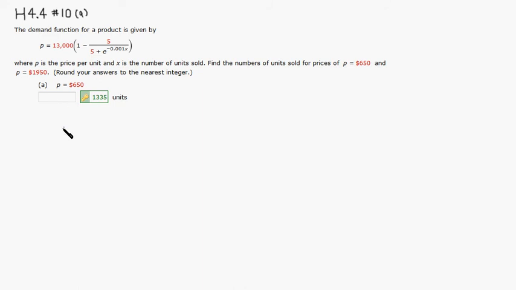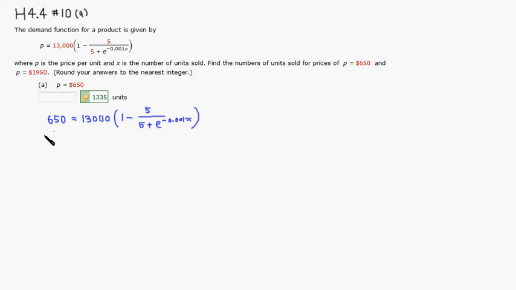P is given to be 650, so plug it in. So we have 650 is equal to 13,000 times quantity 1 minus 5 over 5 plus e to the negative 0.001x. Right? So we have that.